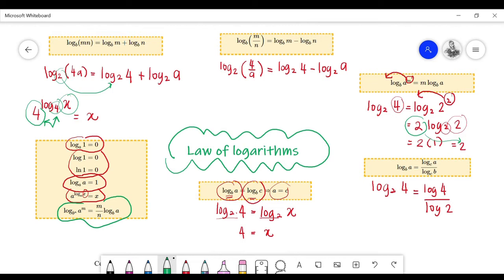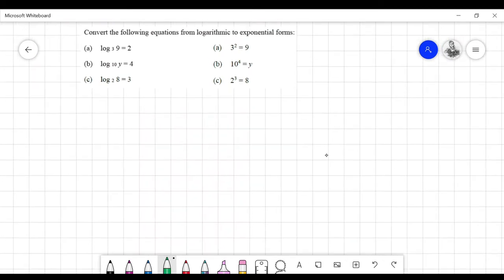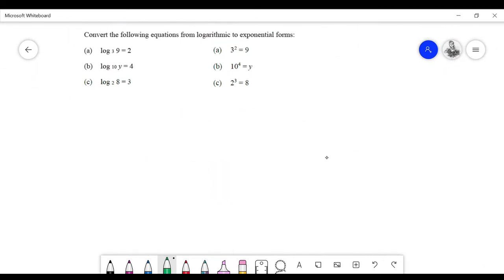Now we look at example exercises. Convert the following equation from logarithmic to exponential form. If you look at here, this can be 3 to the power of 2 equal to 9, because this base, also the base here, with the power of 2, will be equal to 9. This is the answer. Now look at this one. You have 10 to the power of 4, it will be equal to y. The same here, you already see the answer.